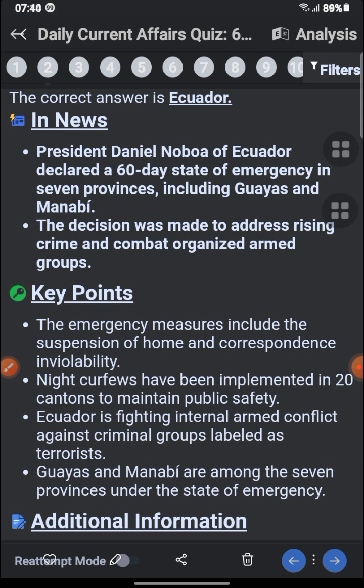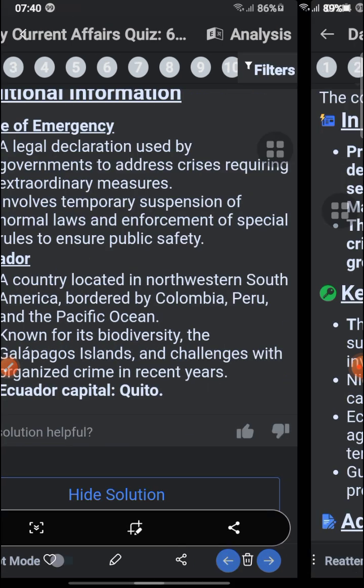The decision was made to address the rising crime and combat the armed groups. The emergency measures include the suspension of the inviolability of the home and correspondence. A night curfew has been implemented in 20 cantons to maintain public safety. Ecuador is fighting an internal armed conflict against criminal groups.